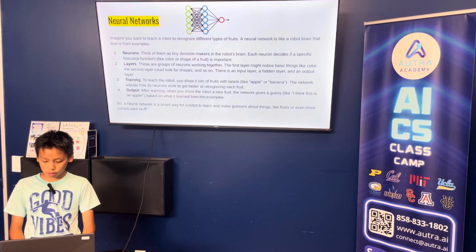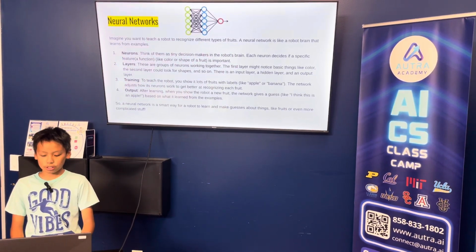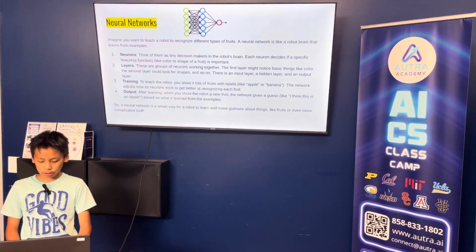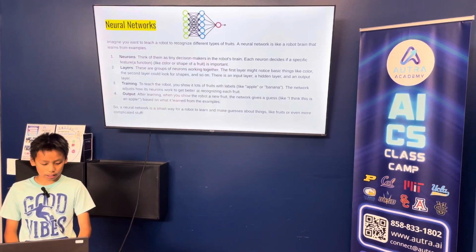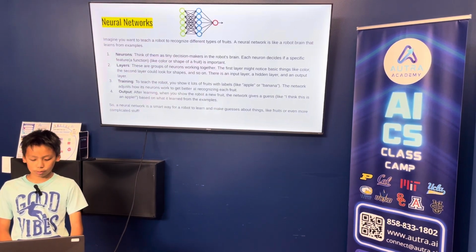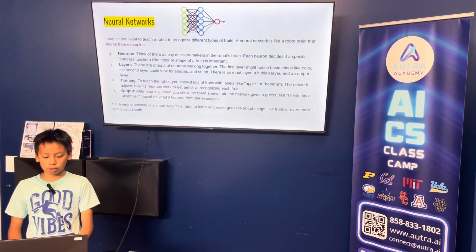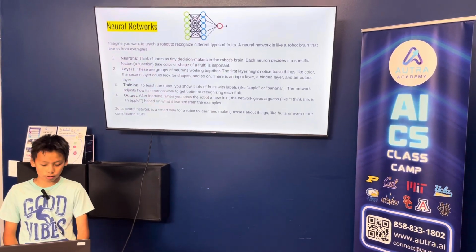Layers. These are groups of neurons working together. The first layer might notice basic things like color, then the second can look for different shapes, and so on. There's an input layer, a hidden layer, which can notice things, and an output layer. Training. To teach the robot, you show it lots of fruits with labels like apple or banana. The network adjusts how its neurons work to get better at recognizing each fruit.